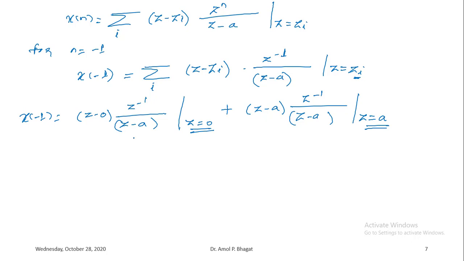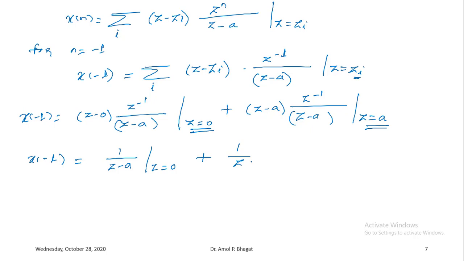So now if I am evaluating this, this x of -1 will be simply, z multiplied by z inverse will be 1, right? And it will be 1 upon z minus a, simply 1 upon z minus a, and it will be at z is equals to 0, plus, so this I can cancel, right? Z minus a will get cancelled, so it will be 1 upon z, right?